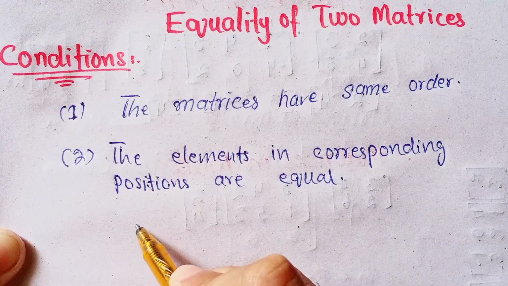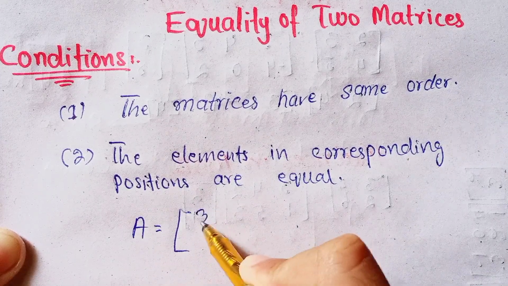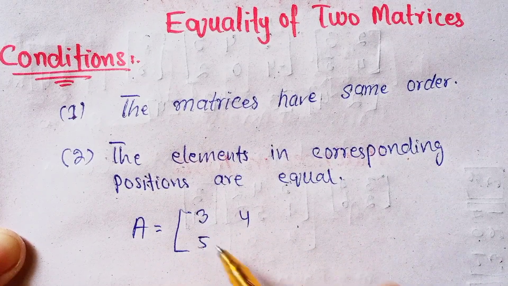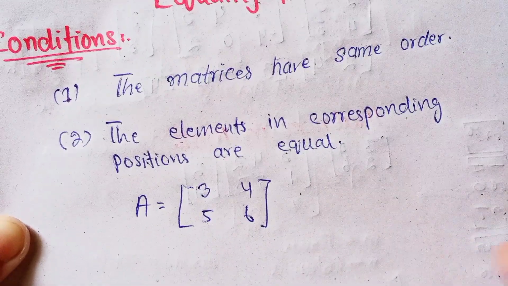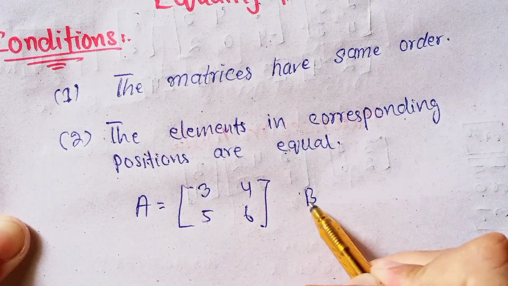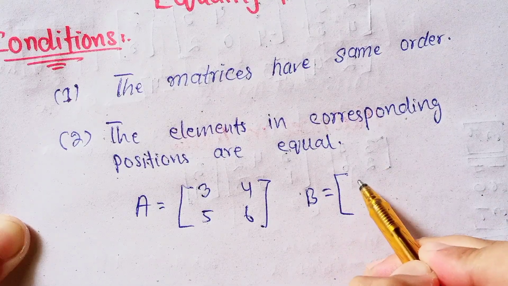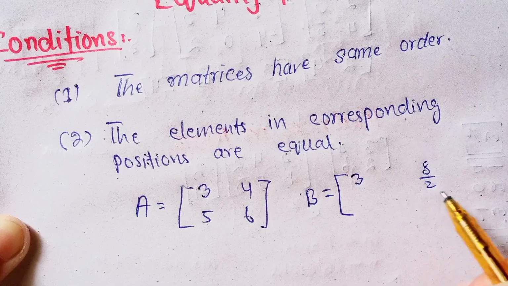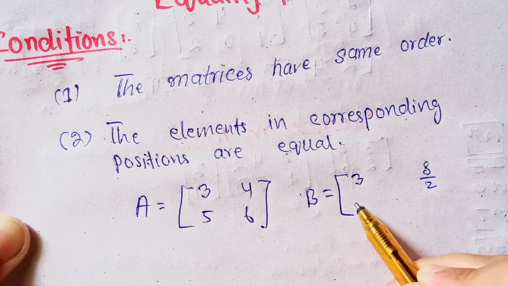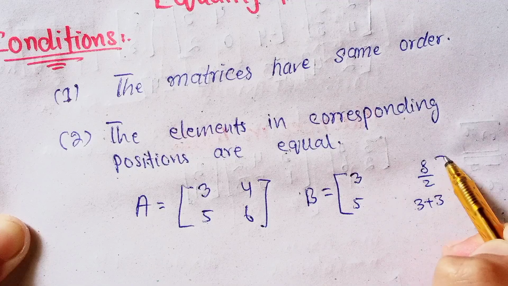For example, I'm gonna take a matrix A which contains the elements 3, 4, 5, and 6. And I'm gonna take another matrix B, which contains the elements 3, 8 over 2, 5, and 3 plus 3.